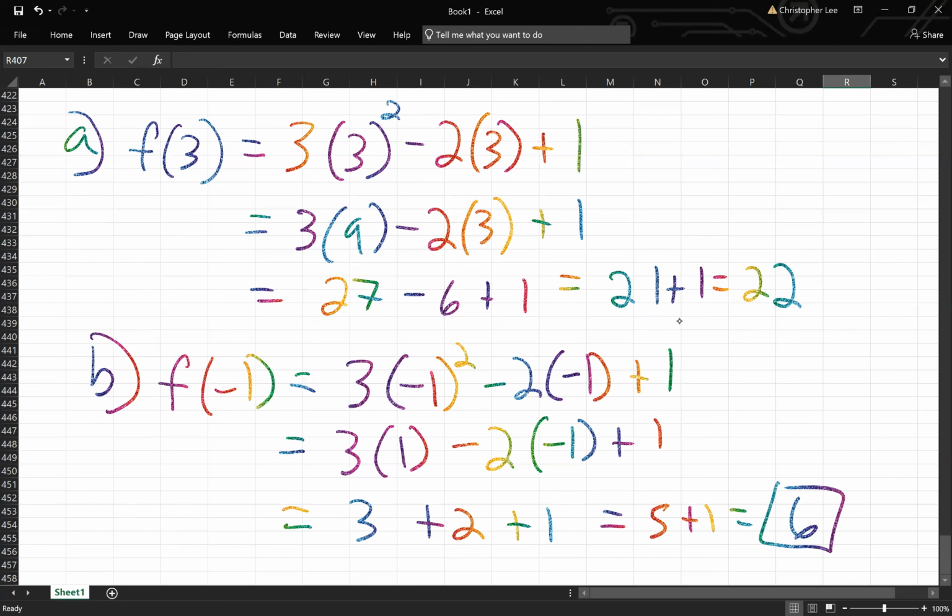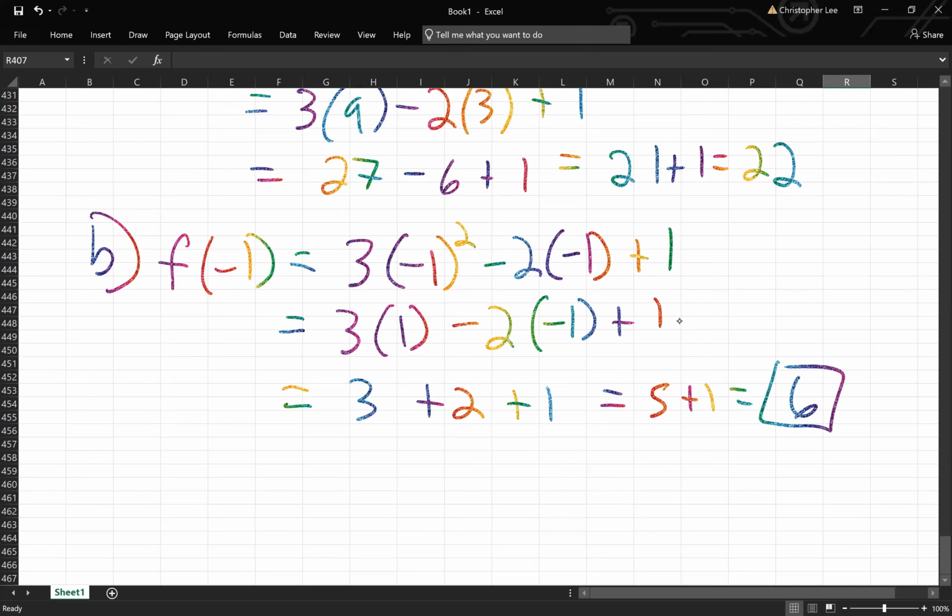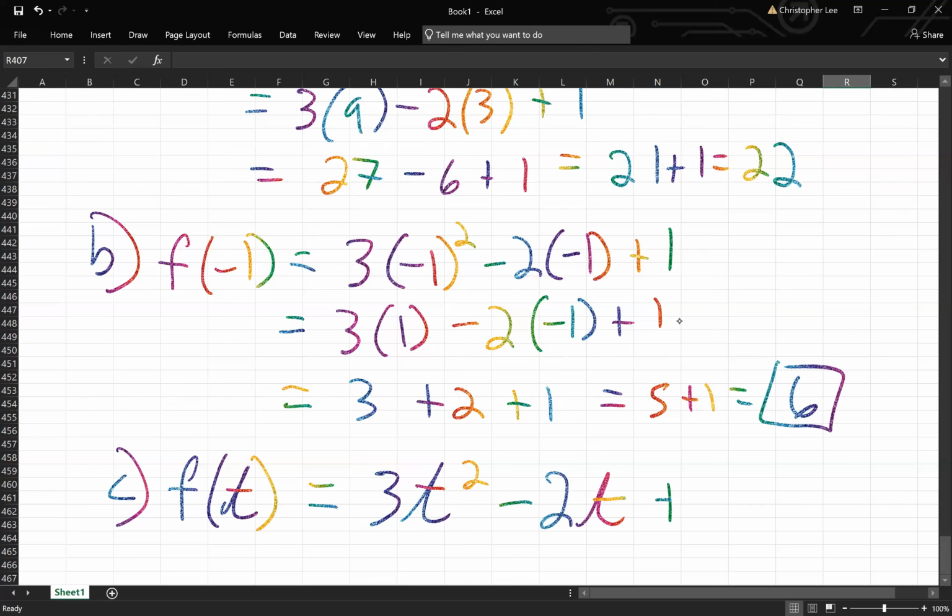You good? All right, this next one's really hard though. We got C. I want to know what is f of t. Everywhere I got an x, I'm gonna write a t. So it's gonna become 3 times t squared minus 2t plus 1. That's my whole answer. Questions on that? None? That's all it is. We good?